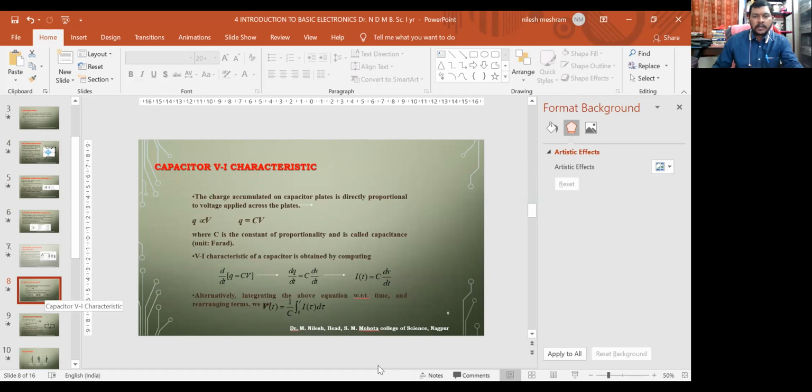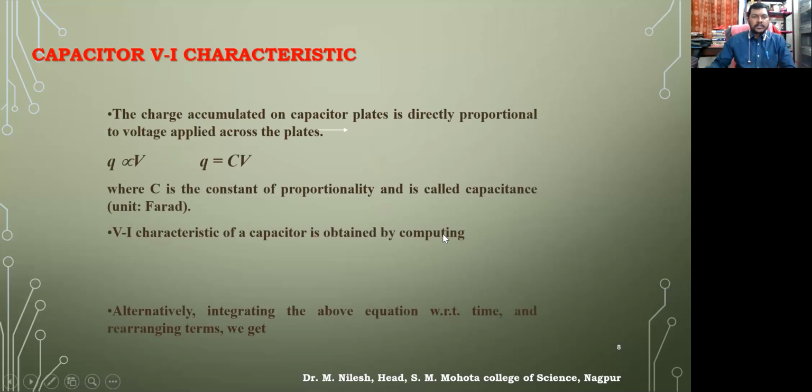Okay, so this was the charge accumulated on the capacitor, the VI characteristics.